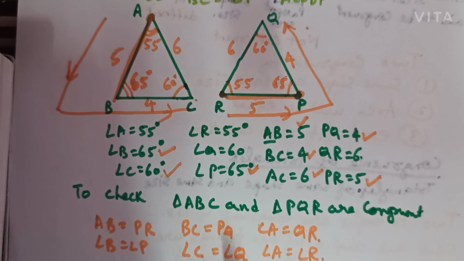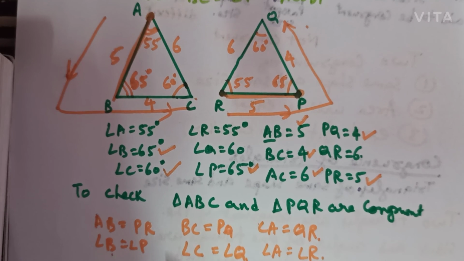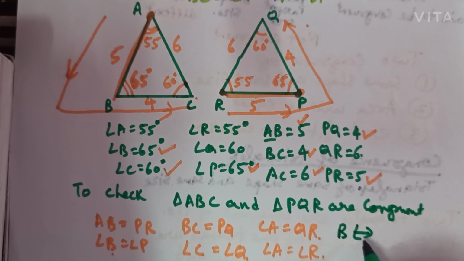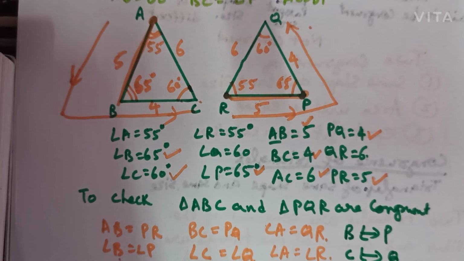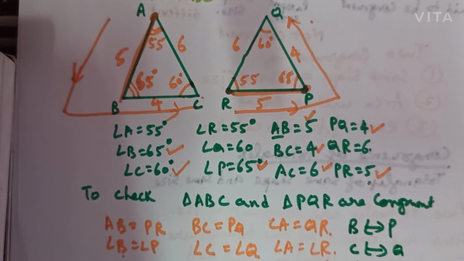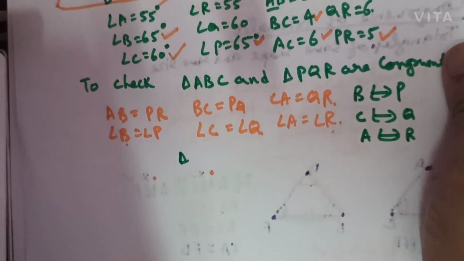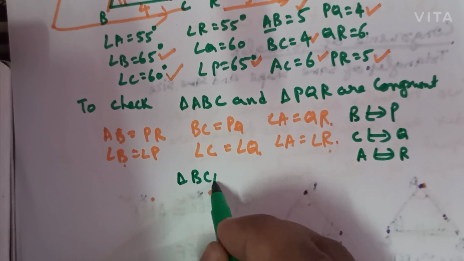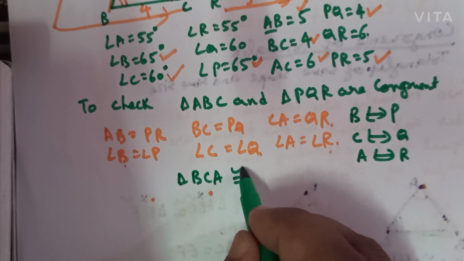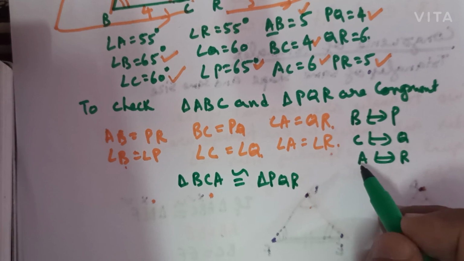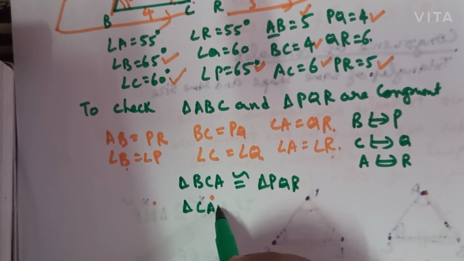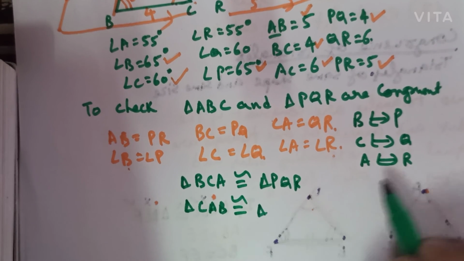If all 3 angles are given, the best thing is to match the angles. Angle B is matching with P, so vertex B matches with vertex P. Angle C is equal to angle Q, so vertex C is matching with vertex Q. And vertex A is matching with vertex R. So we can write triangle BCA is congruent with triangle PQR. Or if we start from C, triangle CAB is congruent with triangle QRP.